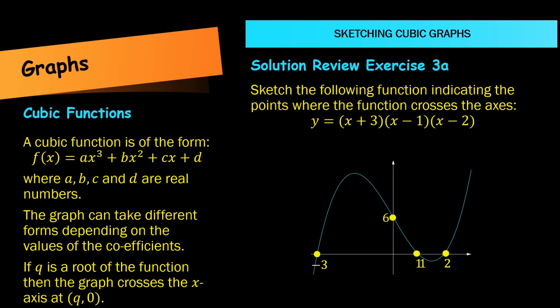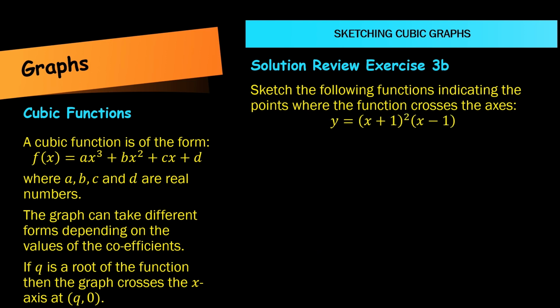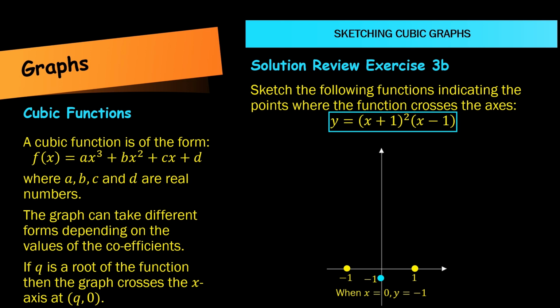And finally, for review exercise 3b, sketch the graph of the following function, y equals (x plus 1) all squared times (x minus 1). Let's first have a look at where this function crosses the x and y axes. So here are the axes. When y equals 0, x equals minus 1, or x equals 1, as shown. And when x equals 0, y equals minus 1.